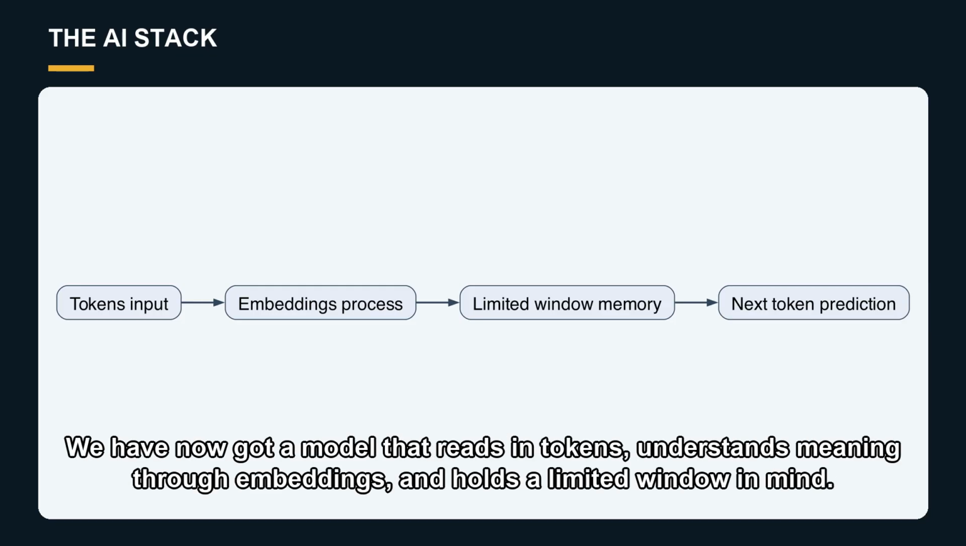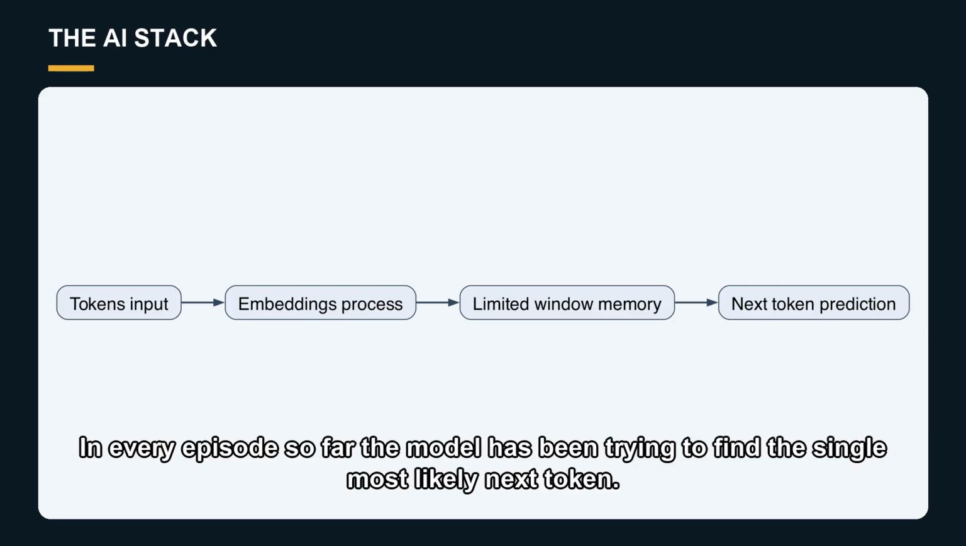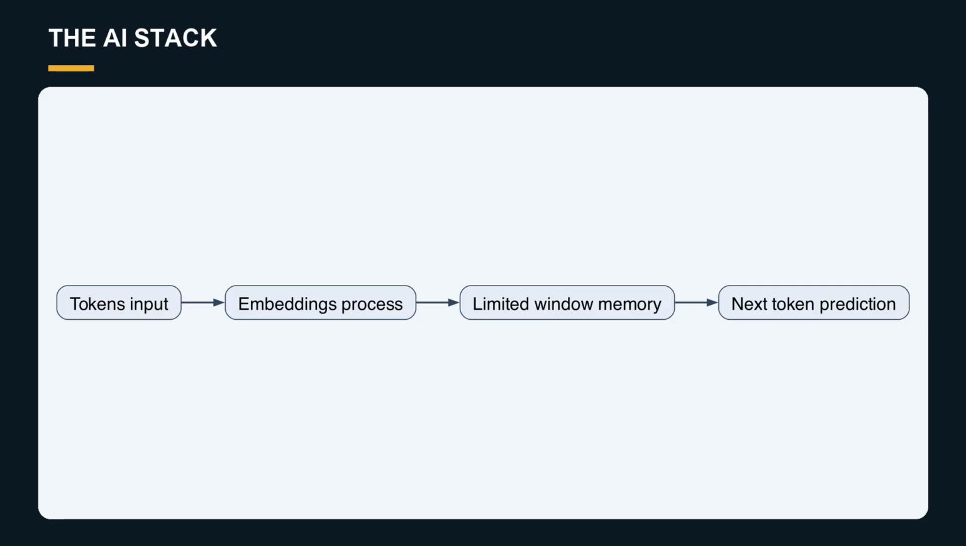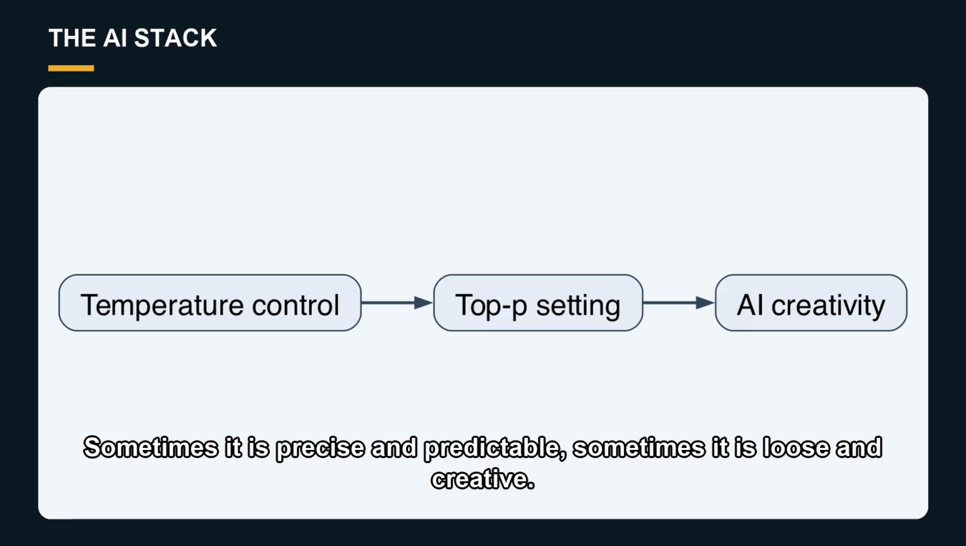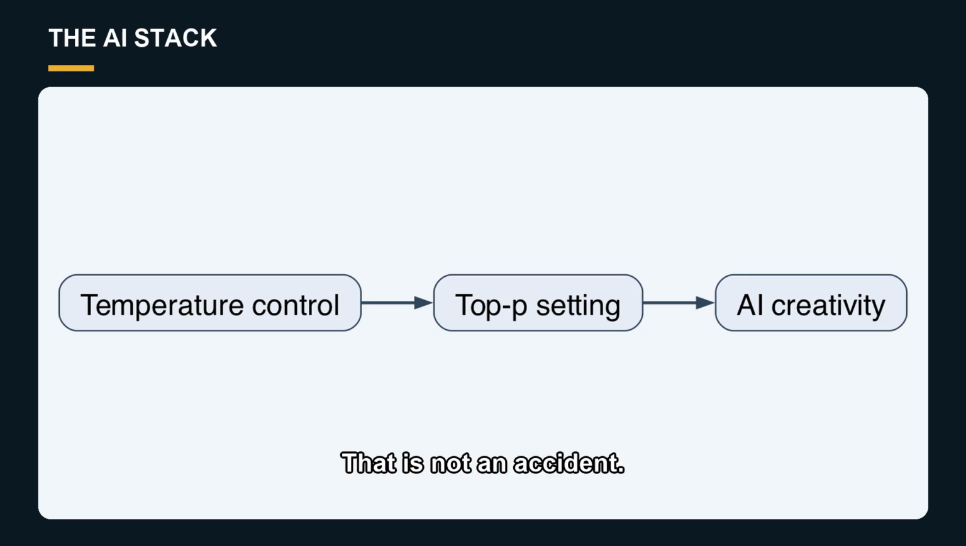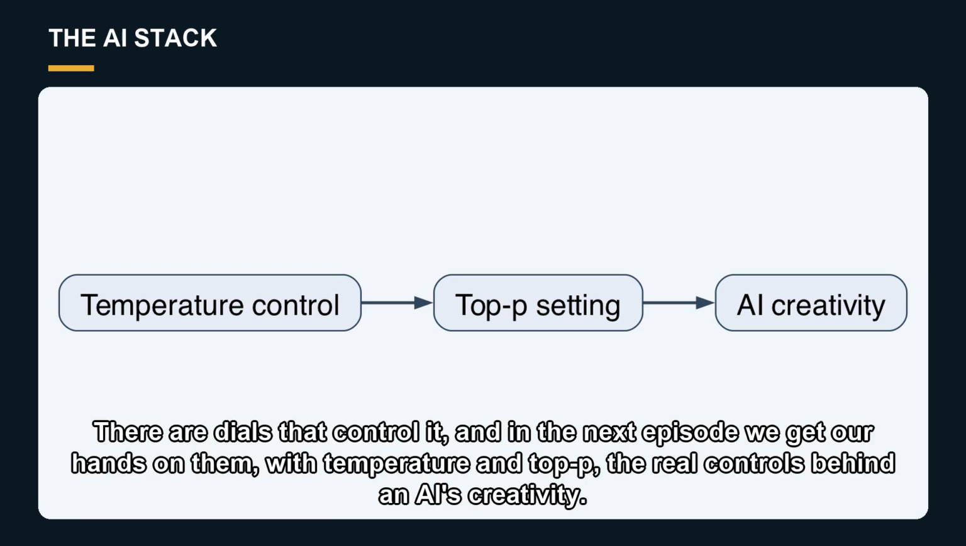We have now got a model that reads in tokens, understands meaning through embeddings, and holds a limited window in mind. In every episode so far, the model has been trying to find the single most likely next token. But you may have noticed it does not always give the same answer to the same question. Sometimes it is precise and predictable, sometimes it is loose and creative. That is not an accident. There are dials that control it, and in the next episode we get our hands on them with temperature and top P, the real controls behind an AI's creativity.